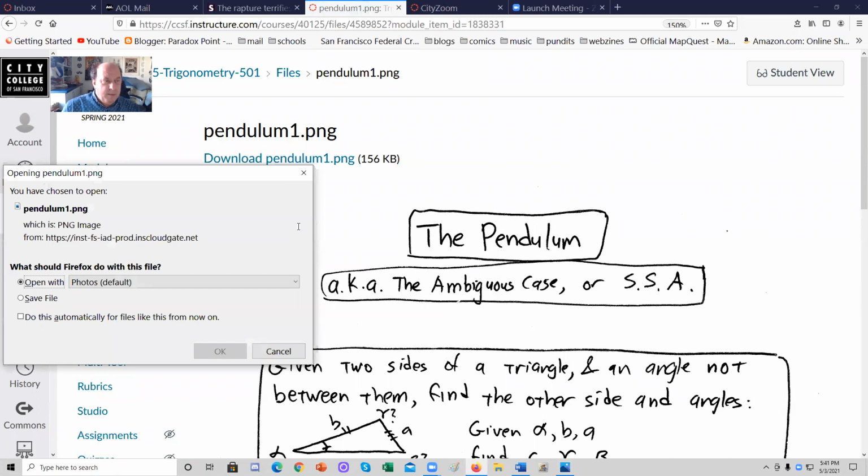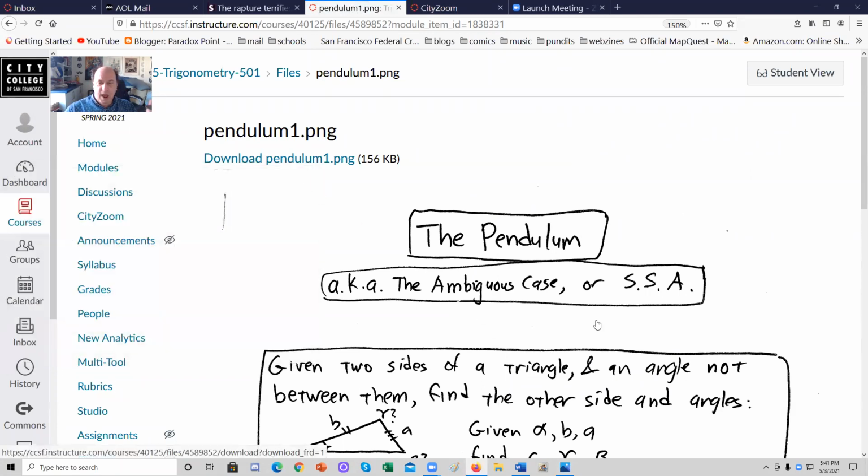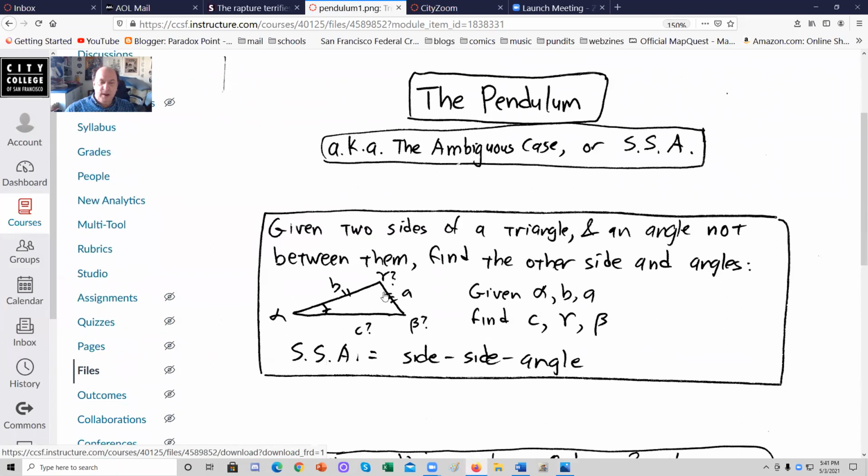So I went over this, the pendulum, also known as side-side-angle. Given side A here, side B here, and angle alpha here, what is the third side C, and what are the two angles beta and gamma?